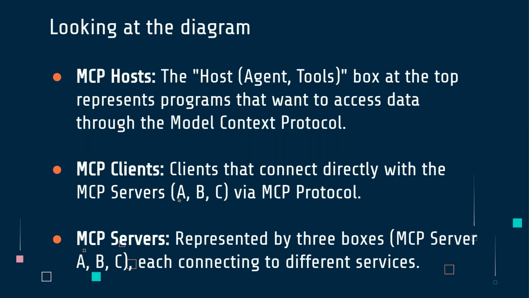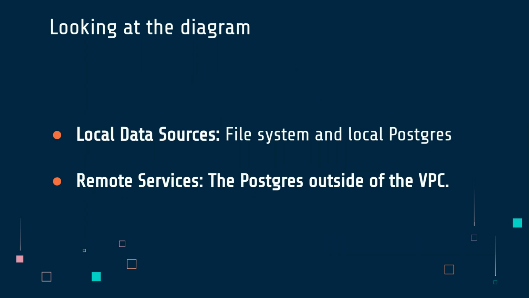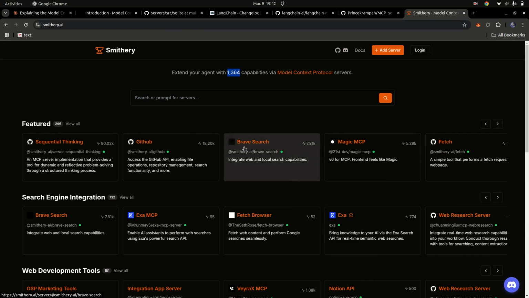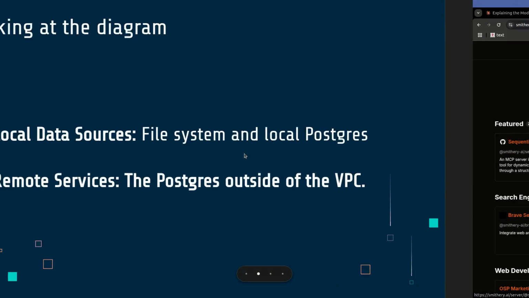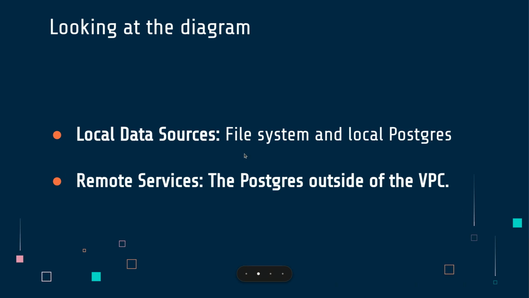We have the MCP servers themselves, and then we have the local data storage, like the file systems, local Postgres, and local MySQL. All those are local data sources. We also have remote services like the internet. For example, if you use the Brave search tool, it's going to be using the internet for searching things online. We also have remote servers and remote services, which is everything that's outside of your computer or your network. I assume that's remote.